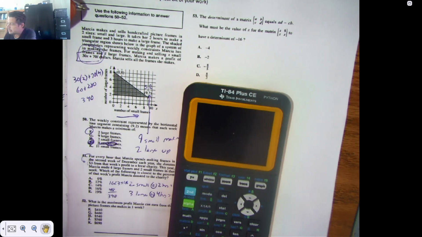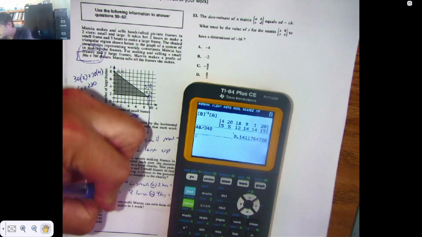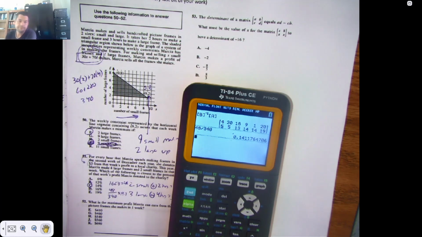And let's see how much money she made. We have this equation up here. She gets $30 per small, and she made 2 of them. And she gets 70 per large, and she made 4 of them. So that's 60 plus 280, $340. So she's giving away 48 of her $340. You just need to convert that to a percentage. It's probably around 14 or 16%. I got 14.1%. So choice C, unless I just did division.